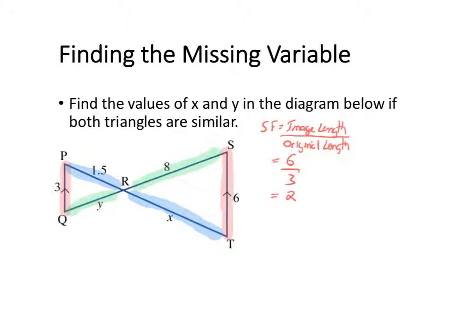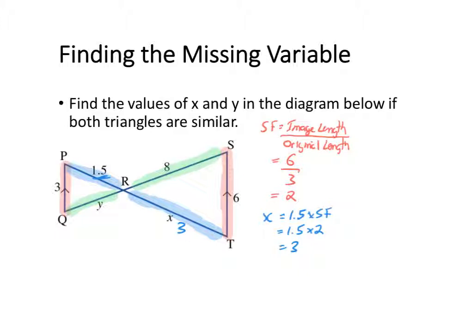So the value of x is going to be the length of the corresponding side times the scale factor. So x is going to equal 1.5, being the corresponding side, times the scale factor. So 1.5 times 2, which is going to equal 3. So the value of x is going to equal 3. Now I need to calculate the value of y.